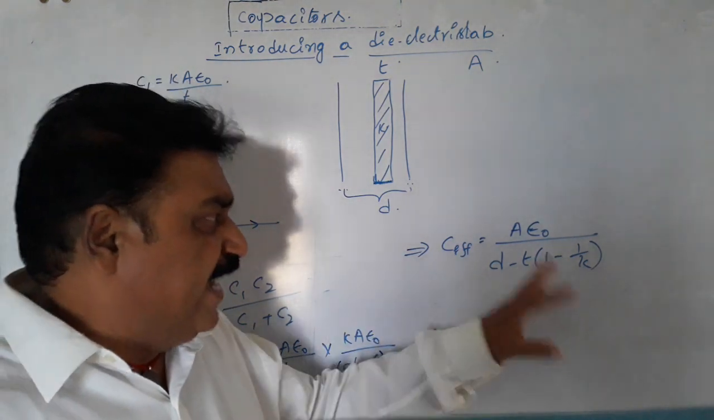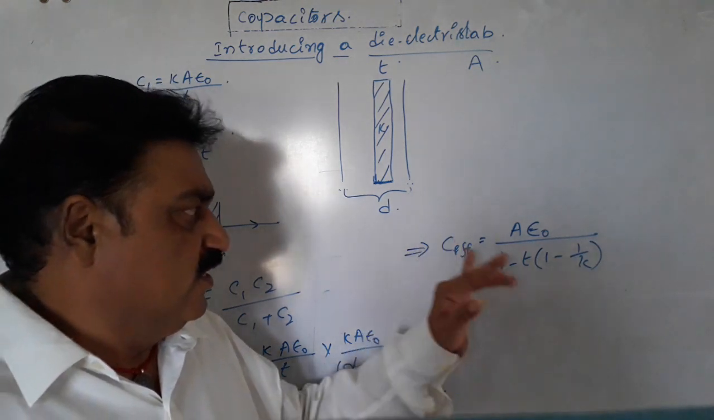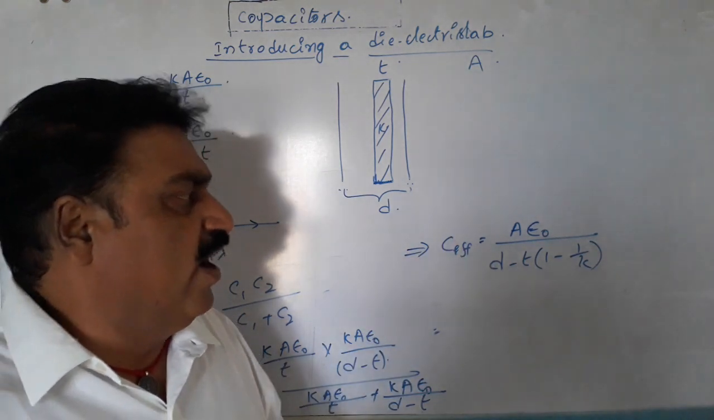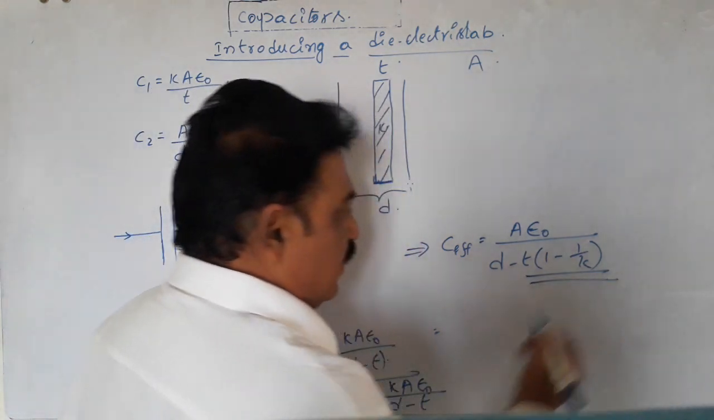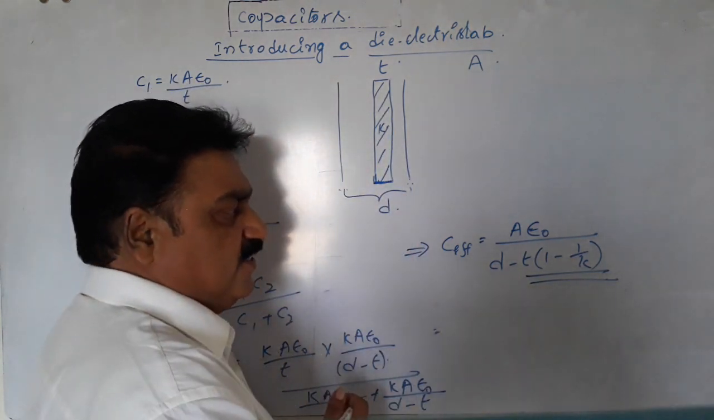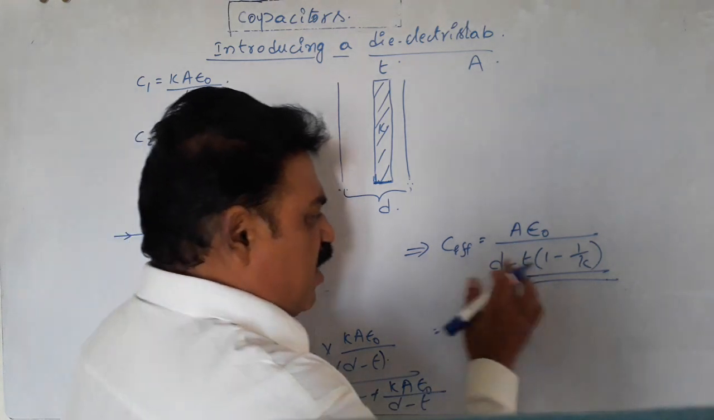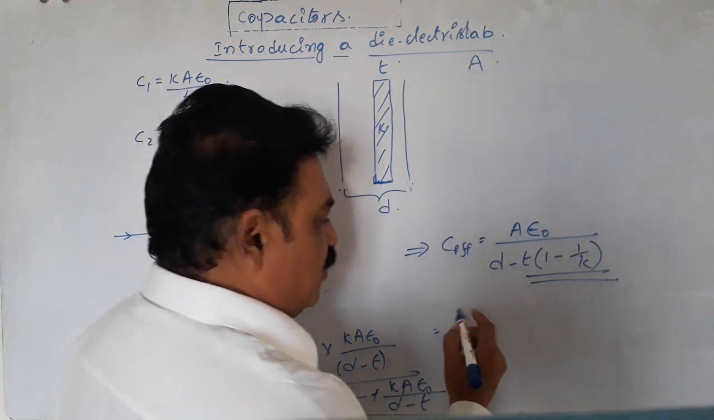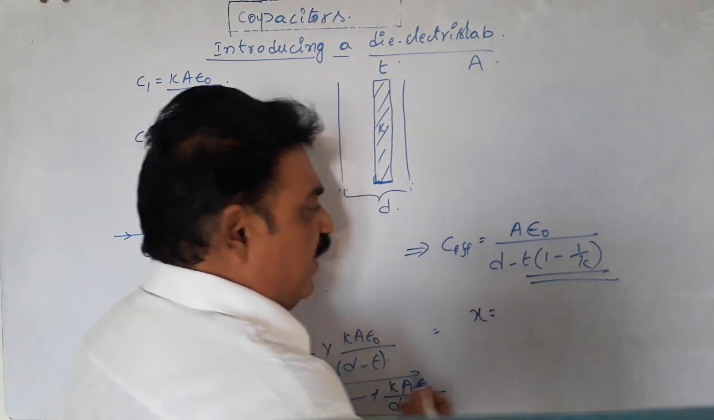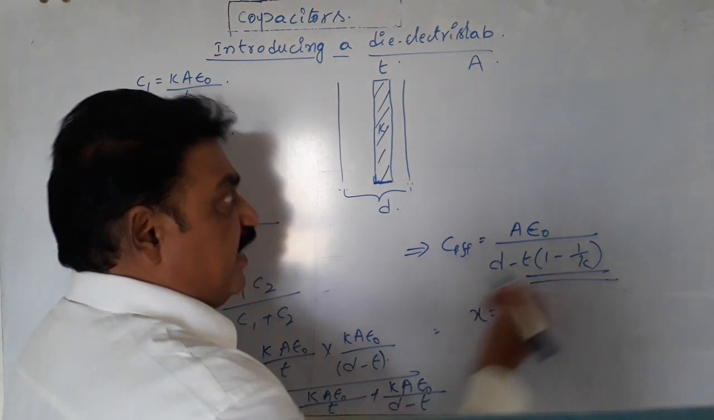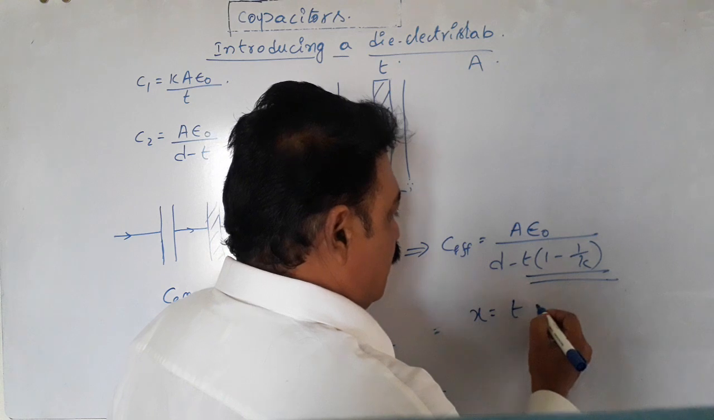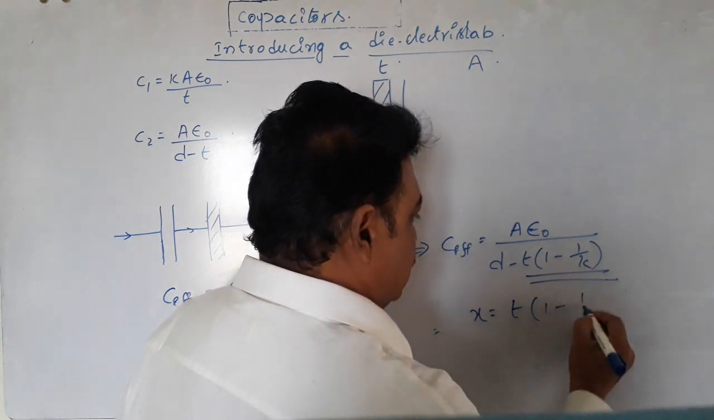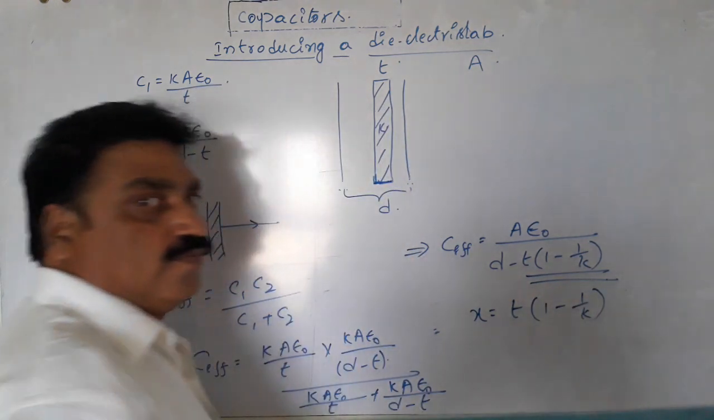In order to re-establish the same capacity, what should you do? The distance is decreased, as a result capacity increases. In order to re-establish the same capacity, the distance that is to be readjusted between the capacitor plates is given by x is equal to t into 1 minus 1 by K. Thank you.